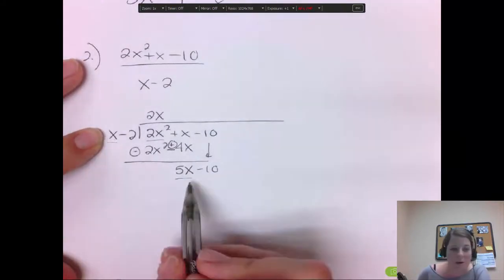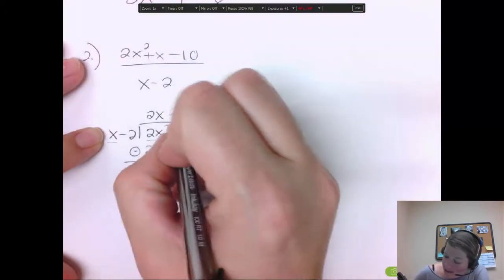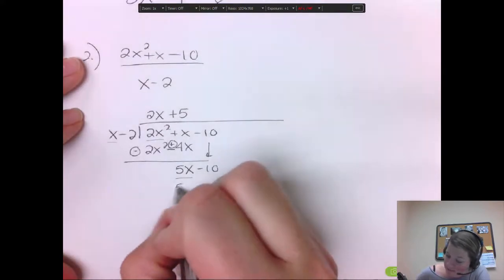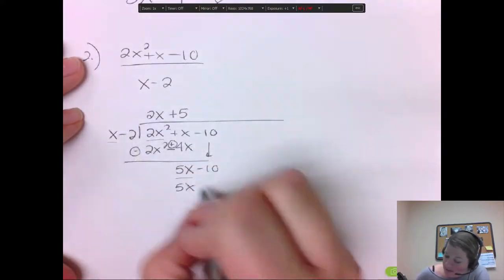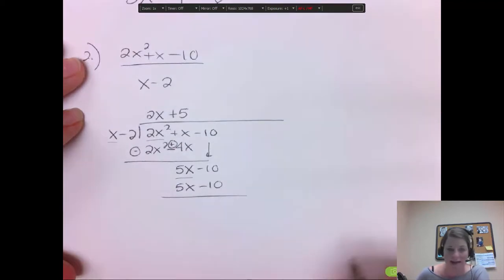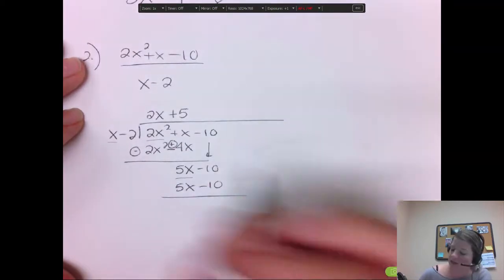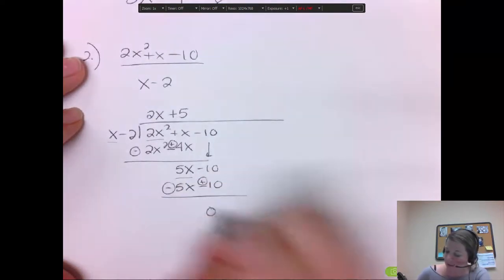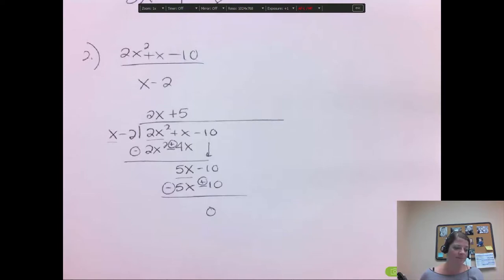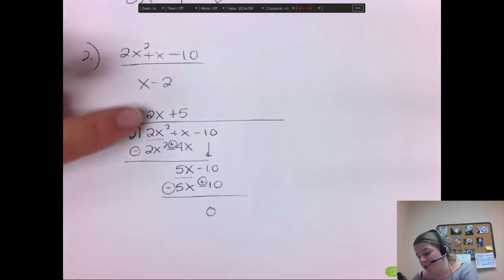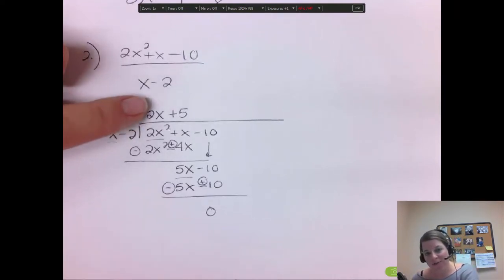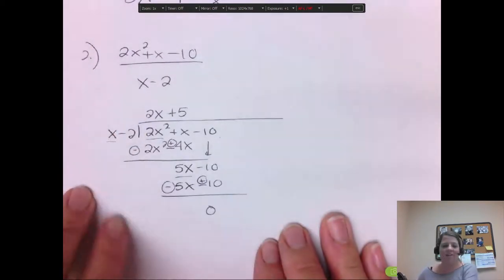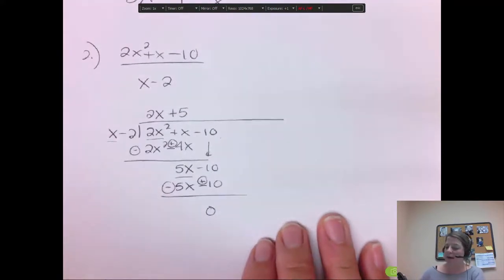X times what would get you 5x? It would have to be a positive 5. So 5 times x would give us the 5x, and then 5 times negative 2 gives us a negative 10. So these match, right? When I subtract them, it changes the signs, and we can add them down, and we get 0. So there's no remainder on this one. The answer is 2x plus 5. If you multiply this one and this one, you get this one. So I factored out, or divided out, that term.